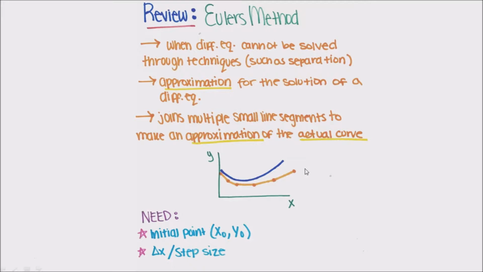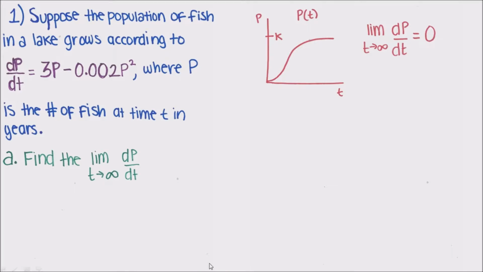And you're going to need two things in order to use Euler's method. You're going to need the initial point, and you're going to need the step size, or the change in x. So looking at number 1 on the worksheet, it says, suppose the population of fish in a lake grows according to dP over dt is equal to 3P minus 0.002 P squared, where P is the number of fish at time t in years. Part A asks you to find the limit as t goes to infinity of dP over dt.